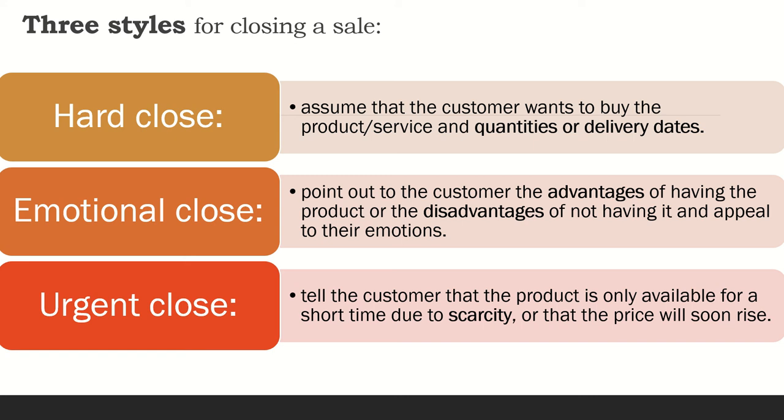So for hard close, we talk about the quantities or delivery dates because we already assume they will buy. For emotional close, you have to appeal to the emotions: the advantages if they have the product and the disadvantages of not having it. Urgent close always talks about scarcity and rising price.